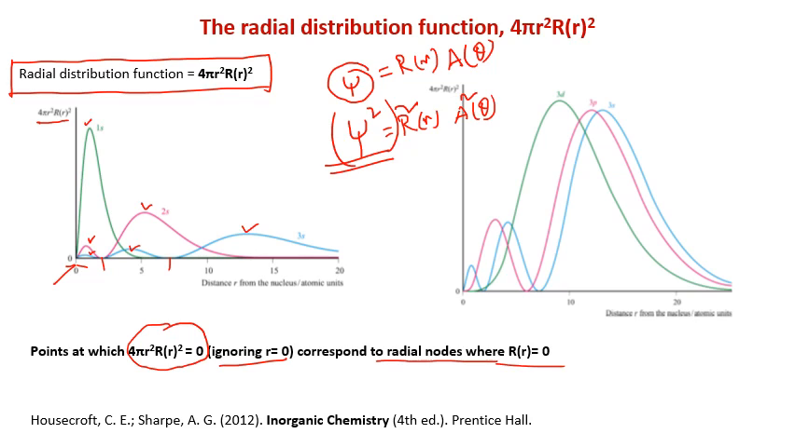Similarly, for example, for 1s orbital the radial node will be 0, so there is only one maxima. For 2s orbital there will be one node. How can you calculate it? Similarly, the n minus l minus 1 formula, which I have already discussed. So basically you will get only one node and two maxima. For 3s orbital there are two nodes, and the graph will look like this.